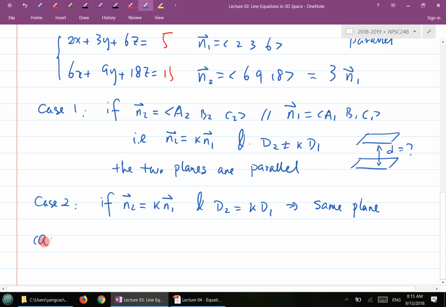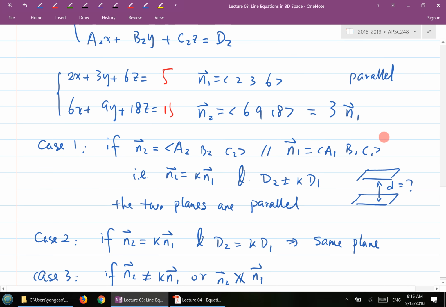Of course, the last case is if n2 is not a multiple of, or not parallel to, n1. That basically means the two planes must intersect each other, right? So that's basically the three cases separating the geometrical relationship between two planes. And this is the kind of question in this one here.